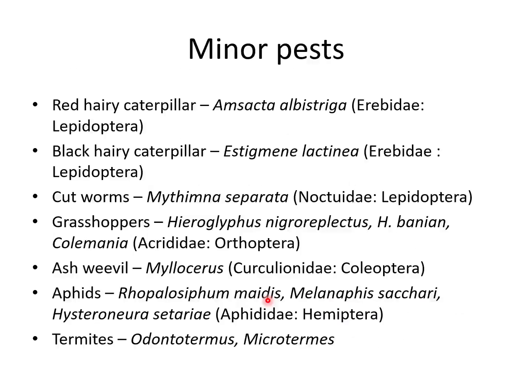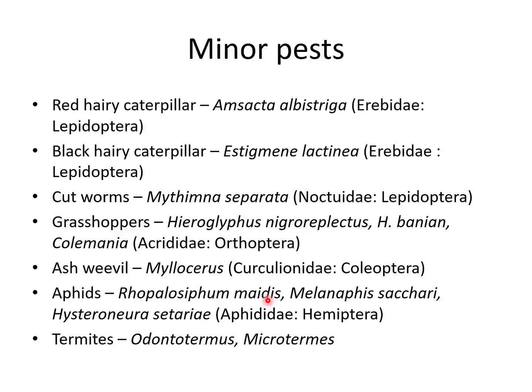We have several minor pests damaging sorghum: red hairy caterpillar, Amsacta albistriga, and black hairy caterpillar, Estigmene lactinea, both of which belong to the family Erebidae. Then we have the cutworm, Mythimna separata, which we have studied in wheat also. We have grasshoppers, Hieroglyphus banian and Hieroglyphus nigrorepletus, belonging to the family Acrididae.